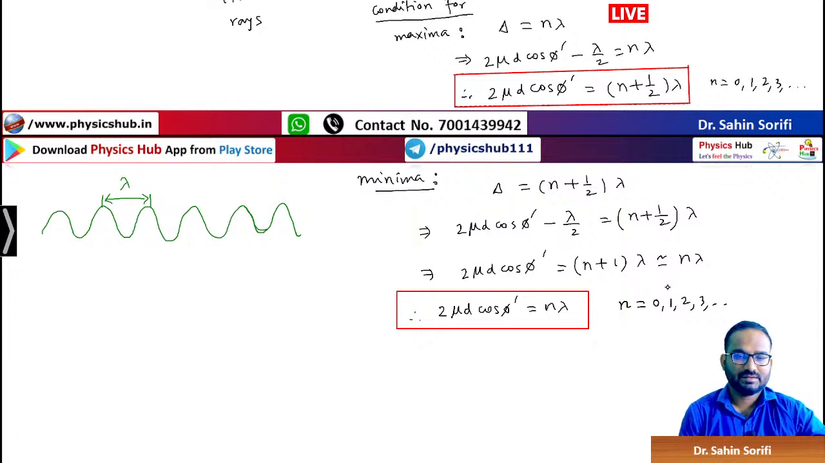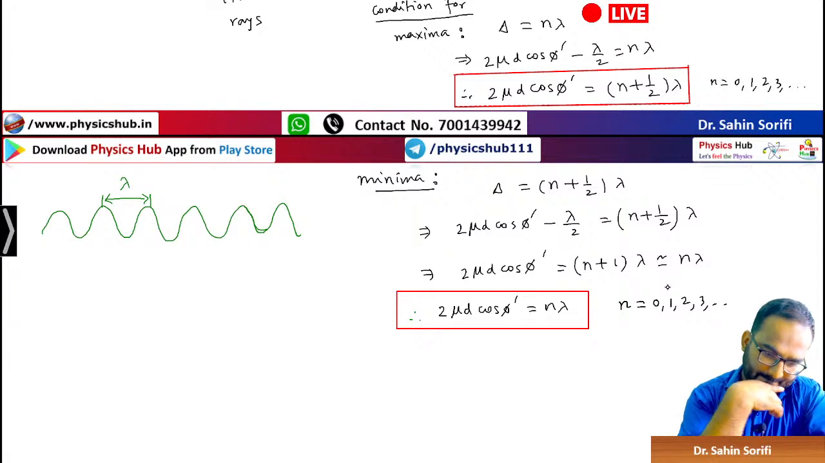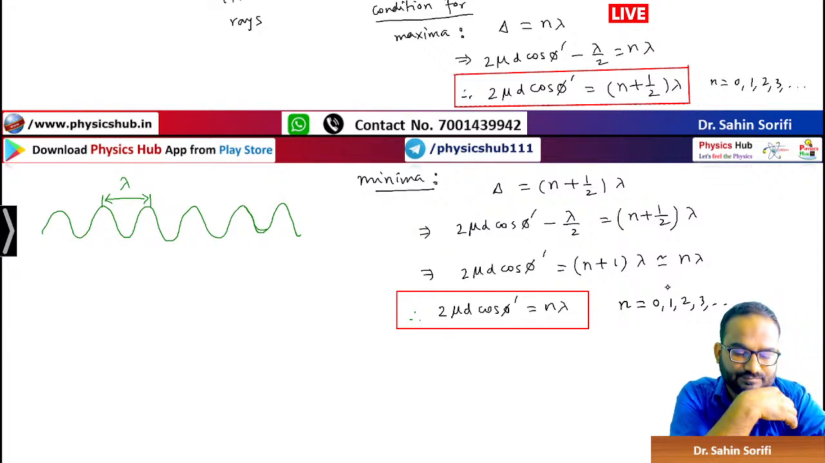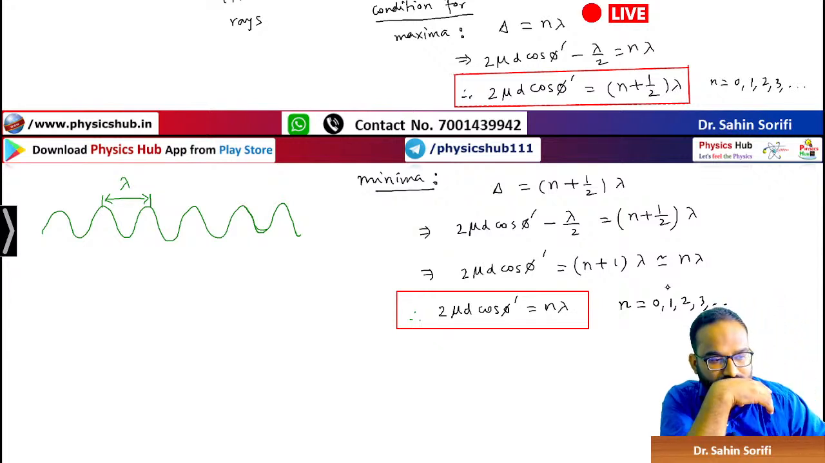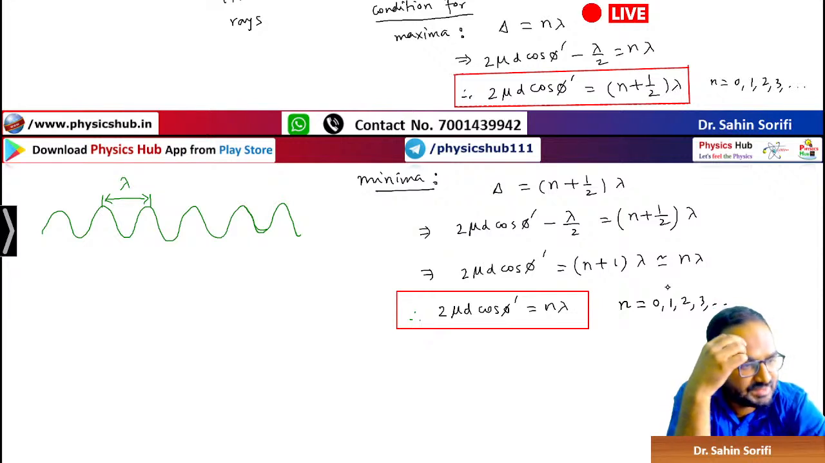So can you tell me what should be the color of the central fringe? Will it be bright or dark? What about the center, guys? Tell me. Central fringe will be bright or dark?